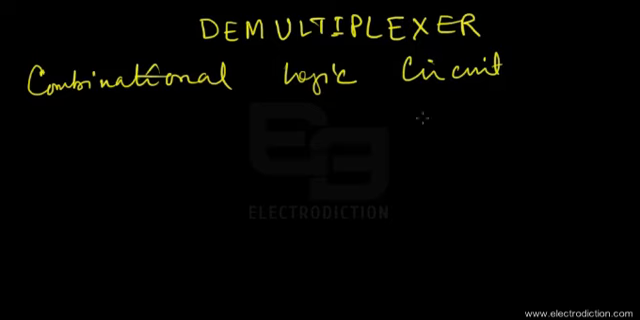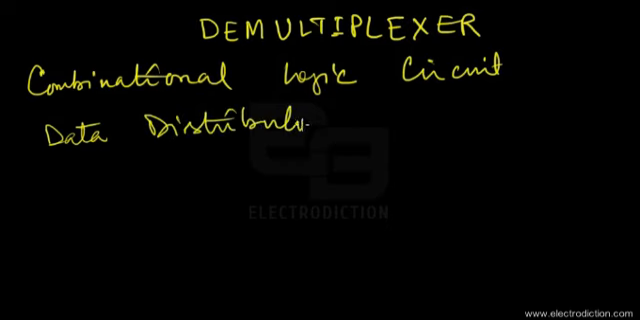logic circuits part. What the demultiplexer basically does is distribute the digital data at its input to any one among the many output lines that it has. For this reason it's also regarded as a data distributor. You'll find this reference in some of the books on digital electronics.